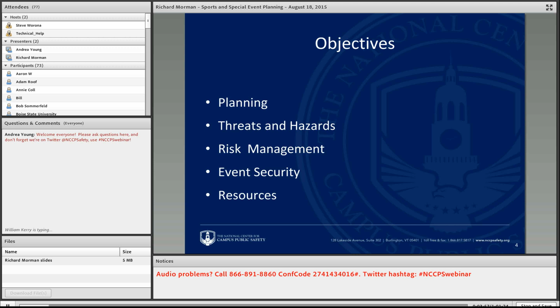Our objectives for today is really to discuss the importance of planning, but planning also includes threat and hazard assessment, so we're going to cover that also. I will even give you a threat assessment tool that's available to help you form an assessment for your event. And that will lead us into risk management, and then we'll round it out by discussing event security itself and talk about physical security of the venue and some other things that you can do to enhance your venue. And we'll conclude with some great resources.